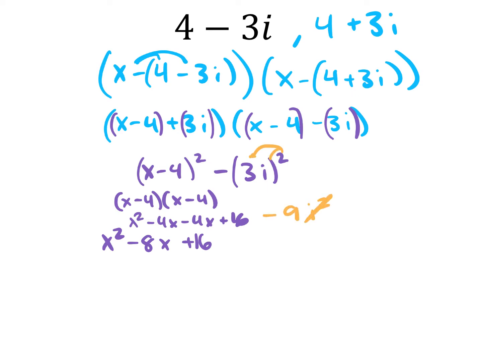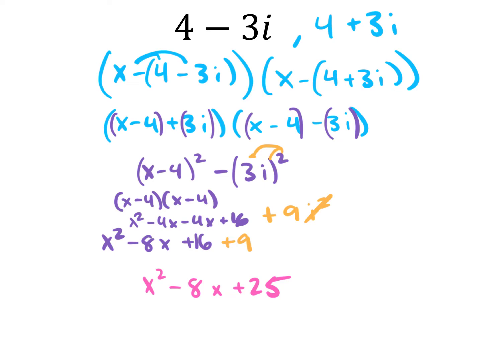And what does the i squared turn into? Negative 1, so it makes it a plus 9. So then lastly, I just have to add 16 plus 9, which would be 25. So x squared minus 8x plus 25. Now this is a factor. What do I do with it?